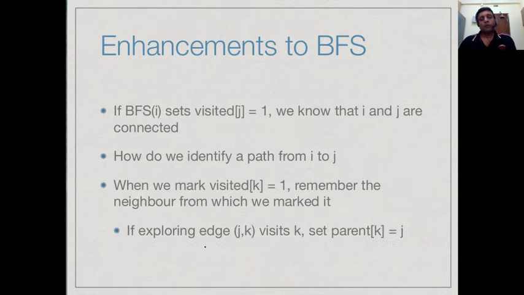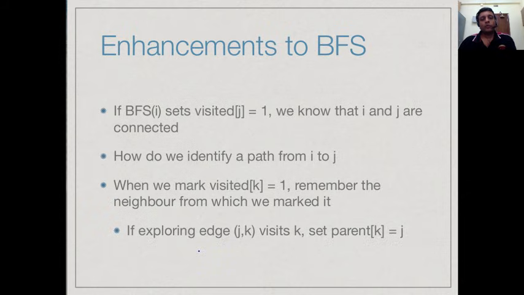So we can do something more in breadth first search. All we have identified is which vertices are connected to the initial vertex 1, or the source vertex in general, from where you start breadth first search. So how do we actually identify how to go from the source vertex to a given vertex? If we start at i and BFS i sets visited j equal to 1, we know that i and j are connected, but we don't know the path.